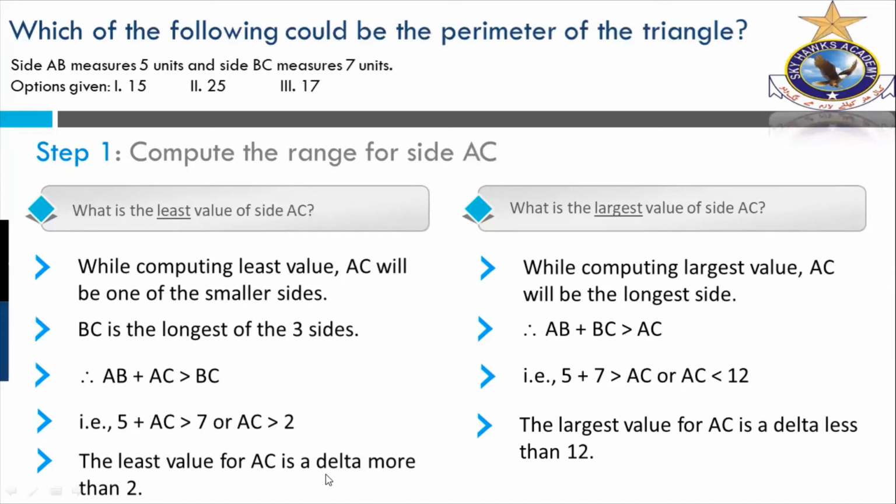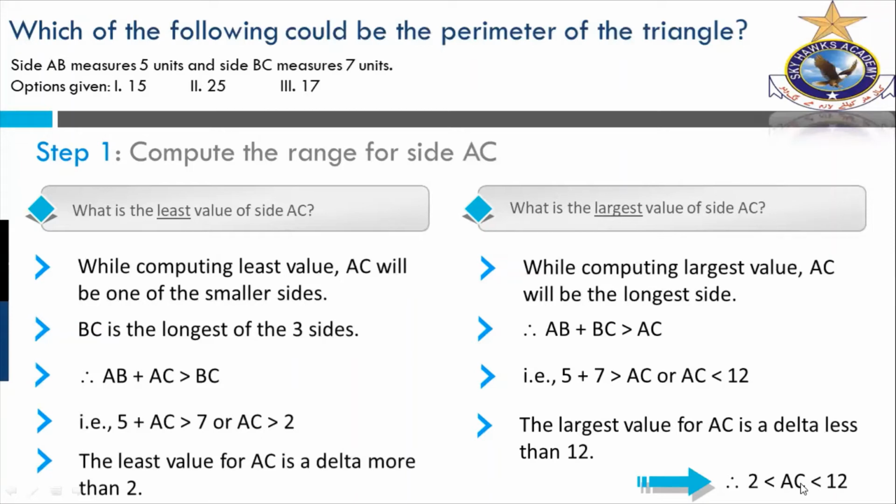So this is the point. Therefore, please read this one. How can you read this? Therefore 2 is less than AC, and AC is less than 12. So you can say AC is greater than 2 but less than 12. Right? AC is the third side. So the measurement of this side must be less than 12, but greater than 2.